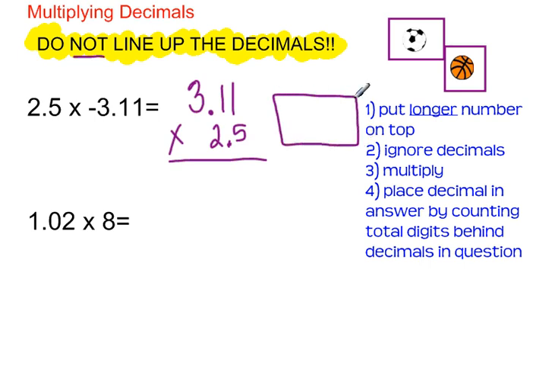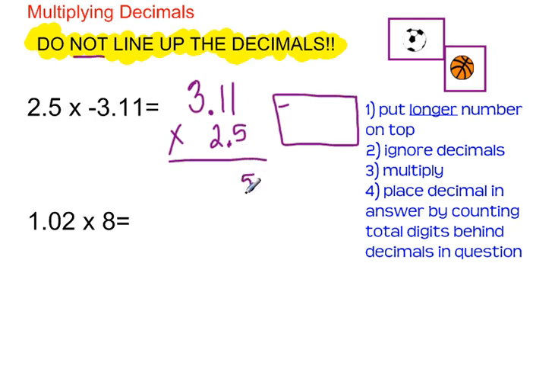I'm going to go ahead and get an answer box ready. This answer will be negative. I can tell it's negative because there's only one. I'm going to go ahead and put a negative in my answer box. And now that I have step 1 and 2 done, I can just go ahead and multiply.